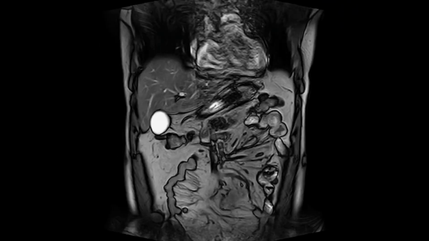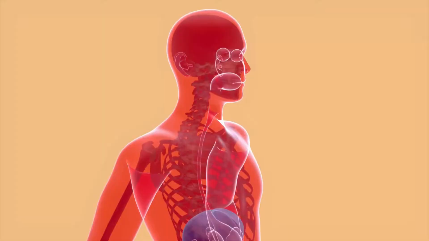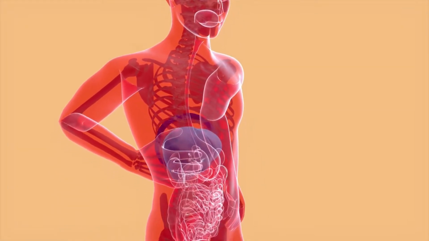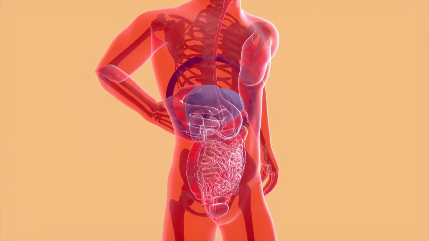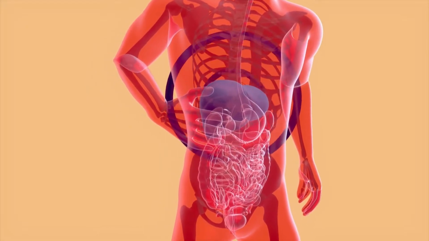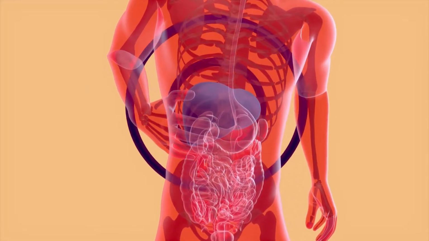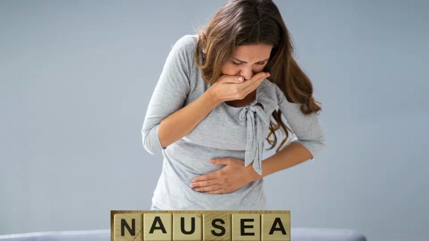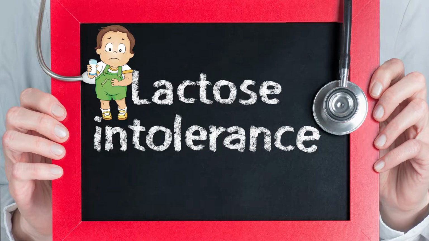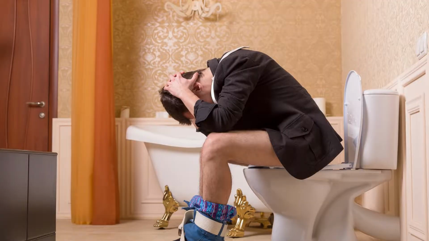Gastrointestinal diseases affect the gastrointestinal tract from the mouth to the anus. There are two types, the functional and the structural. Some examples include nausea or vomiting, food poisoning, lactose intolerance, and diarrhea.